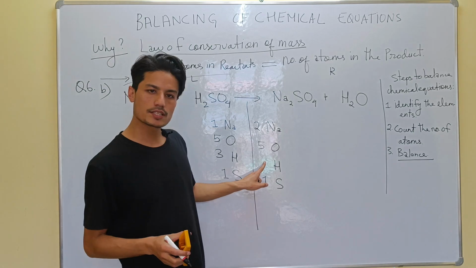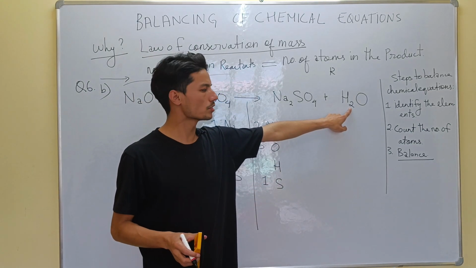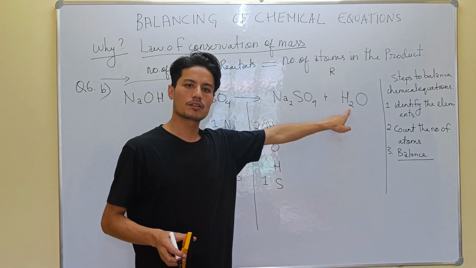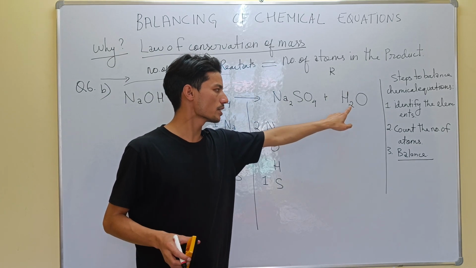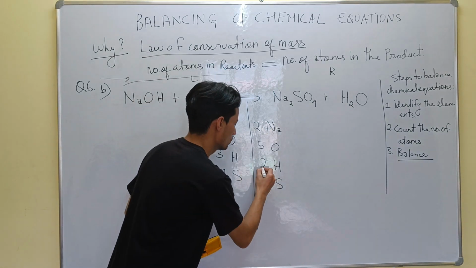Then hydrogen. Let us count the number of hydrogen. How many hydrogen do we see here? I see only 2 hydrogen. There is no hydrogen here. The only hydrogen I see is here. So 2 hydrogen. So just write 2 here.